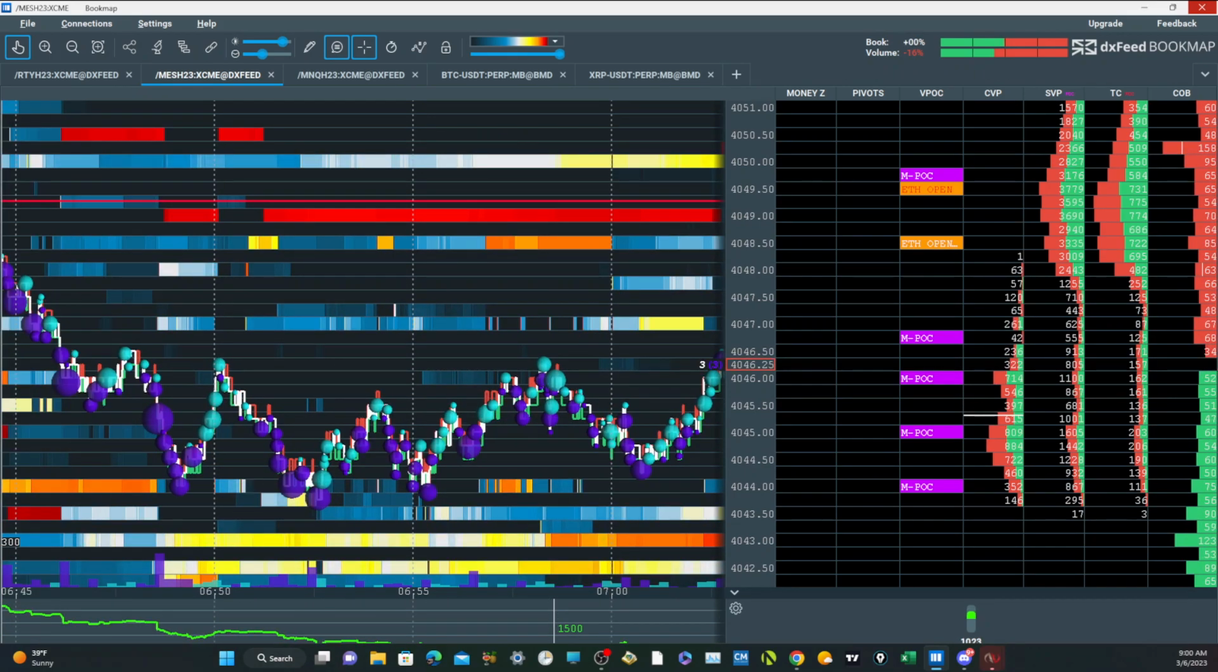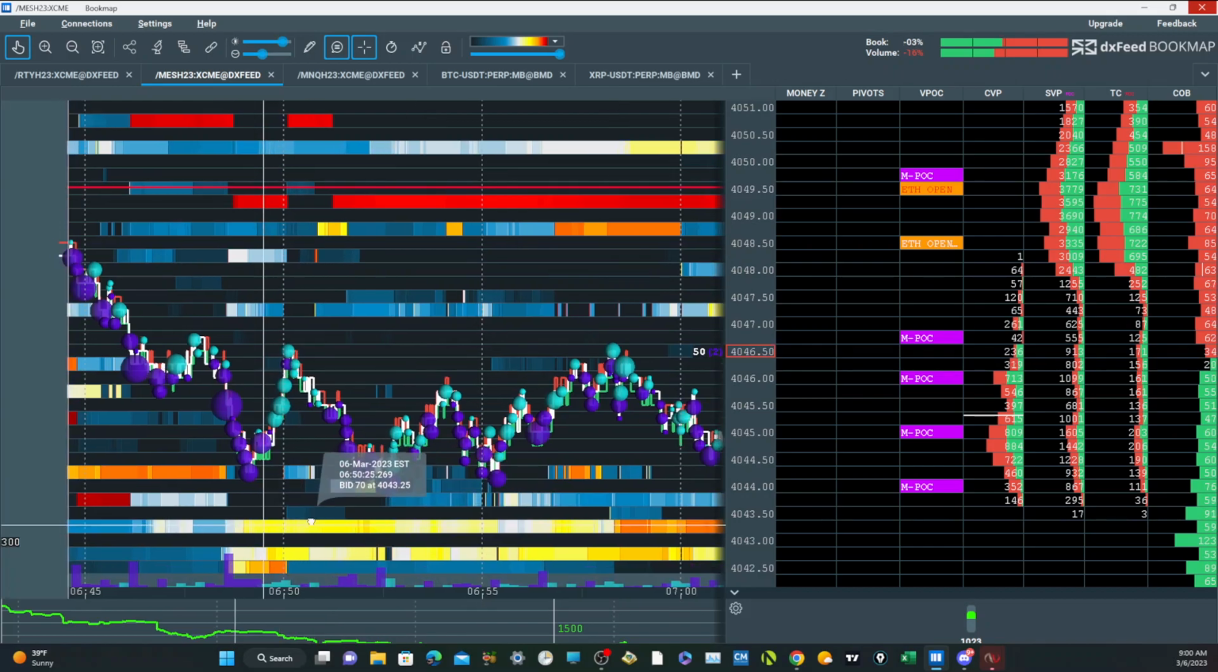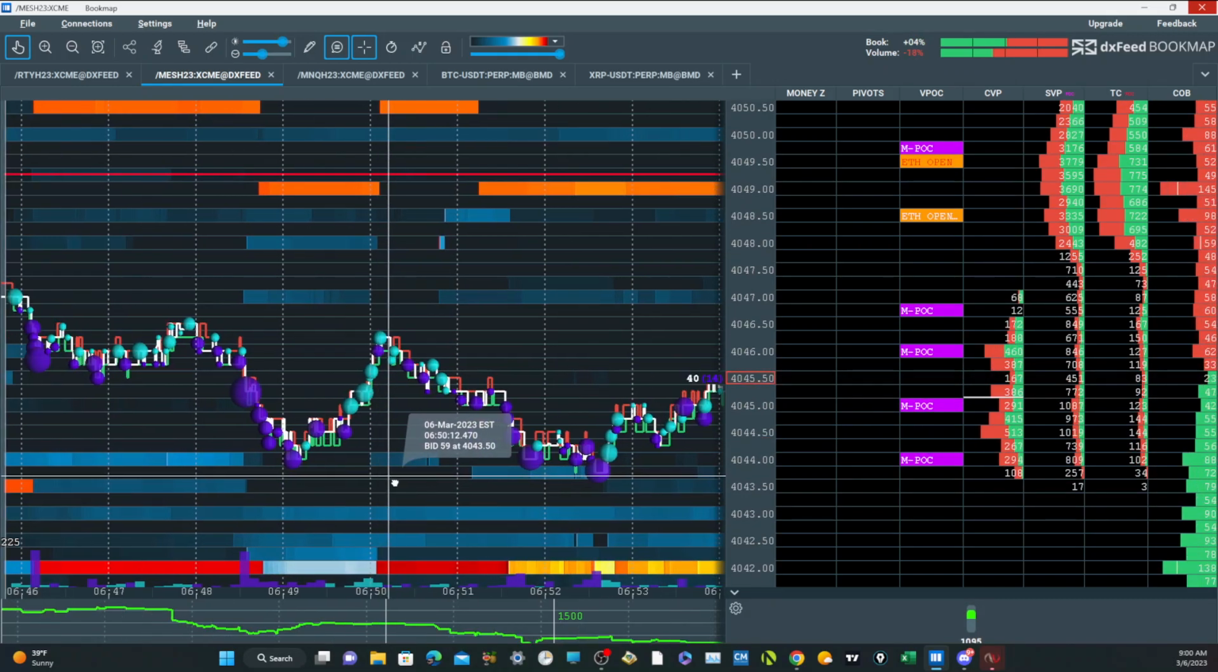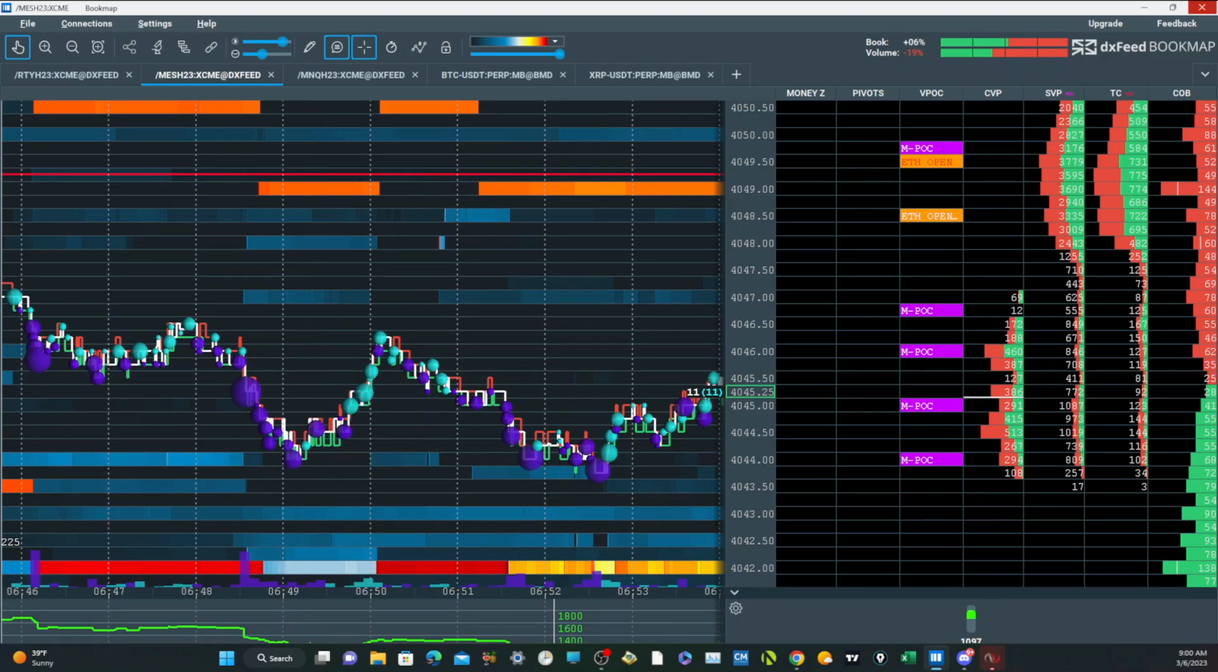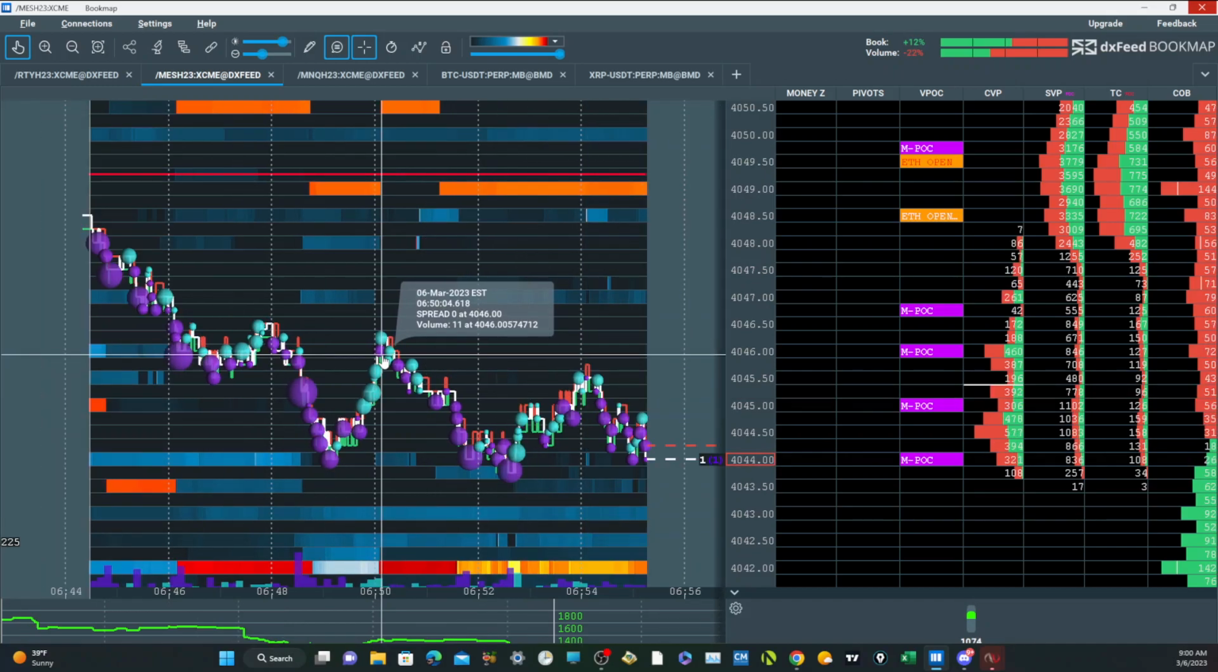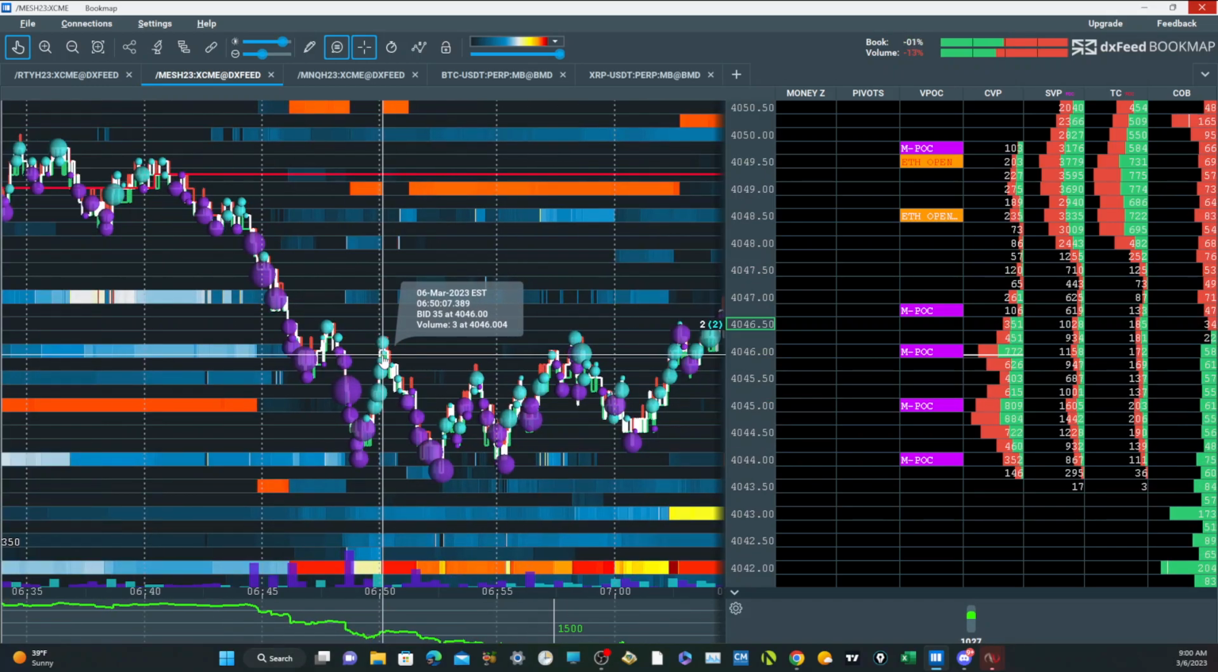Right, so I entered at 6:50, and let's see, what was my price again? It was 40.46. So let me see here. Yeah, so somewhere around this level here is where I entered for the reversal, right?